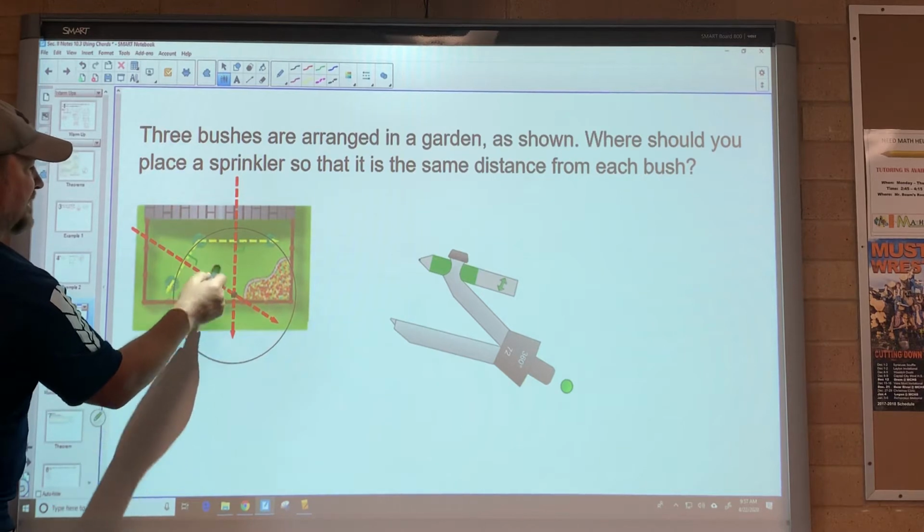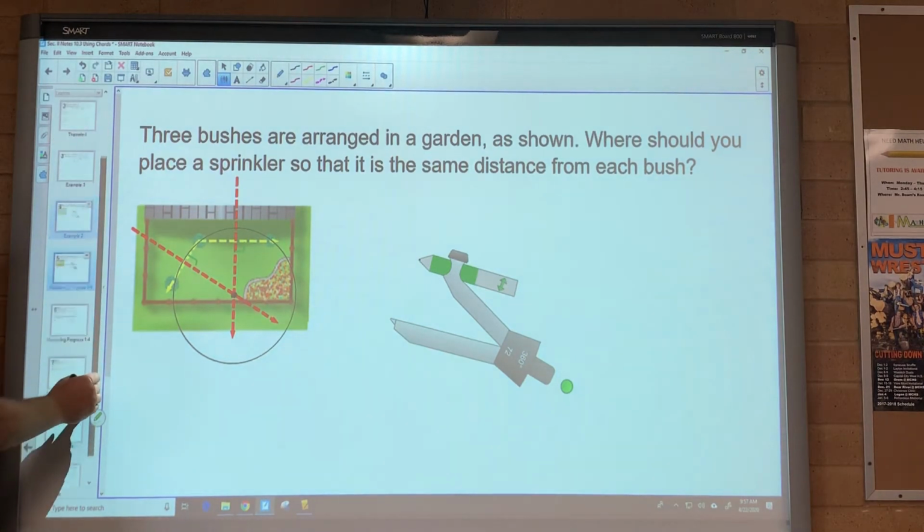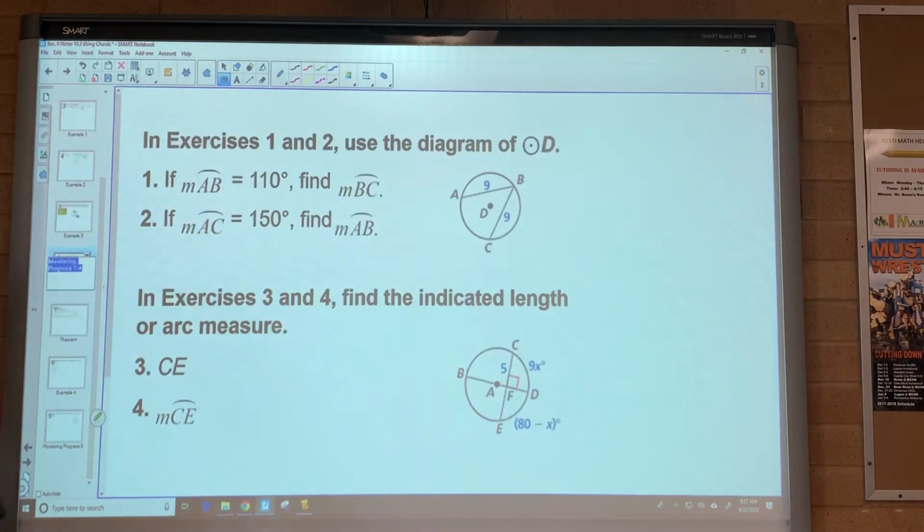Its radius is exactly the same for all three bushes. Okay? Hope that helps you understand the concept just a little bit more. All right, well, let's go into this and see if we can figure out exactly what they want us to figure out on these problems.